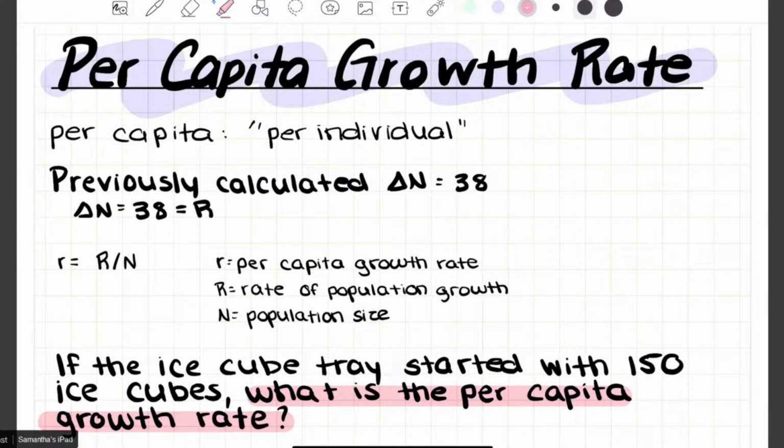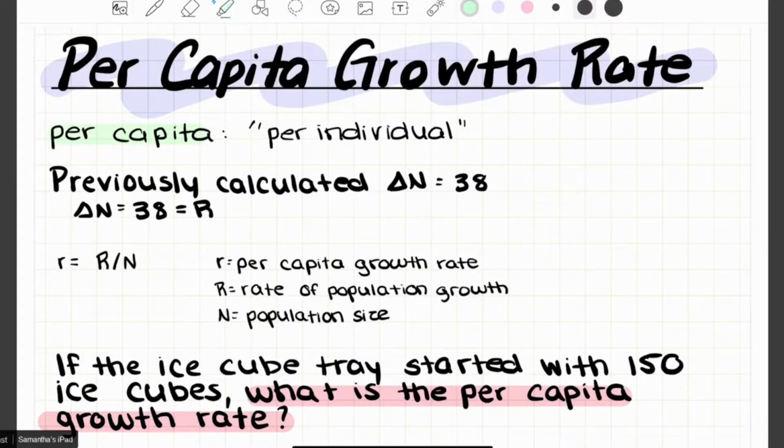All right, so now we're going to cover per capita growth rate. I have included a little definition that you might find helpful. Per capita means per individual. If you're ever unsure of how to represent that mathematically, remember that per means you want to divide. You want to find how much per one person, right?